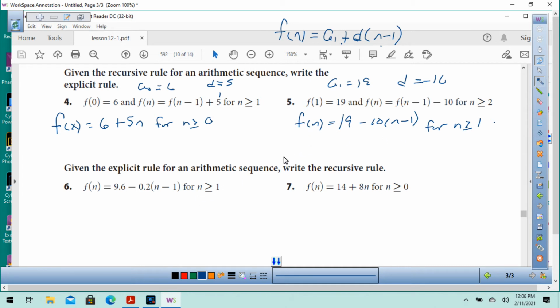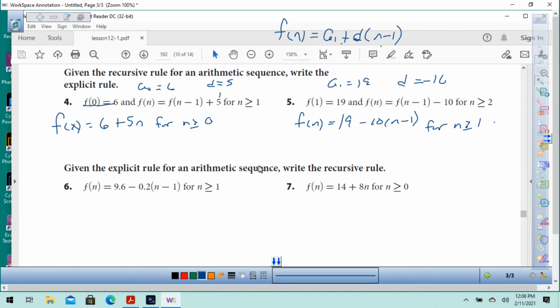That's right. Okay. The reason why that's right is this, remember, it gives you this one here, and then this rule is for 1 and so on. If you put a 0 in there, you get 6, which is right. Here, if you put a 1 in, 1 minus 1 is 0, so that just gives you 19, and that's right.